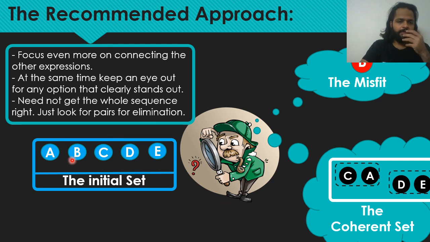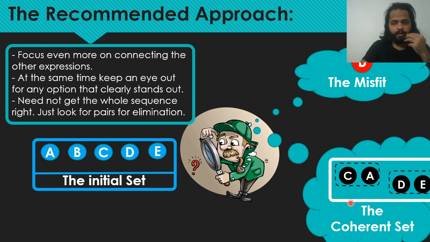Okay, then let's see, you're left with B, D and E, right? And you again observe that D and E also make a very strong link. E should definitely follow D. In that case, what do you do? Again, the same scenario, you can eliminate D and E as well. Now you're left with only B, and that has to be your answer, right? So basically, you have arrived at your answer by elimination. Elimination, not selection, mind you, elimination.